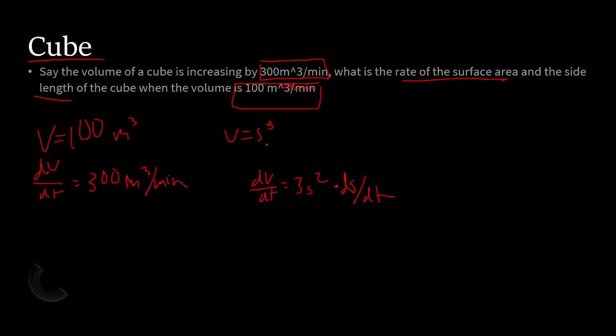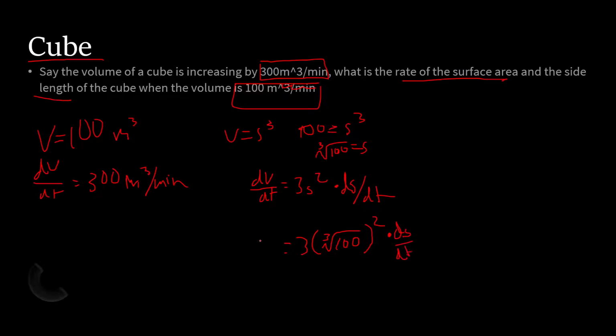So let's go back to our original equation, V is equal to s cubed. What we're going to do is substitute in the actual value of V, so 100 is equal to s cubed. So that means s is equal to the cube root of 100, which is approximately just that. So we're going to substitute that into here. So 3 times the cube root of 100, squared, times ds by dt.